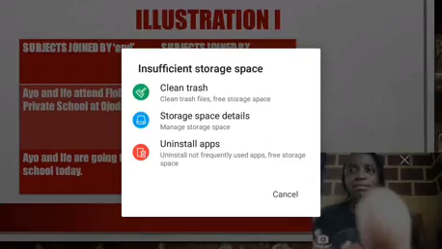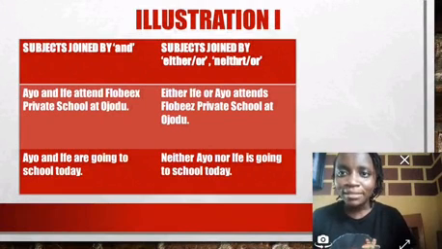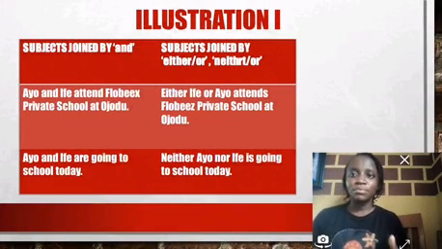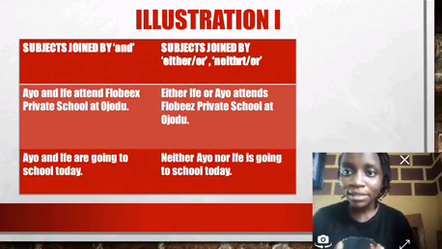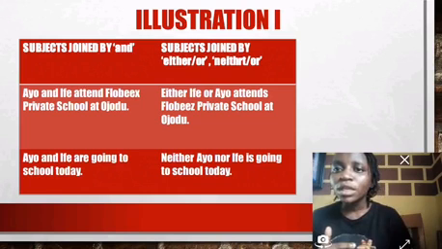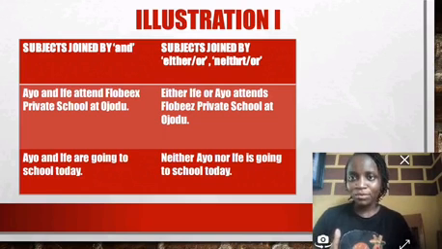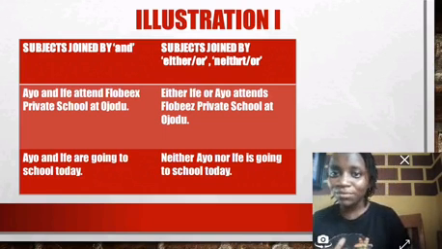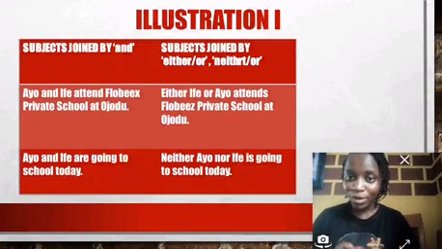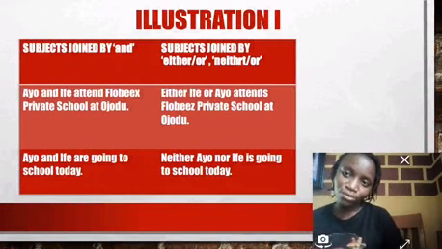Subjects joined by and. Ayo and Ife attend Flobis private school at Ojodu. When you say Ayo and Ife attends Flobis private school, that is wrong, because and there means an addition of two people. I don't know why my phone is acting up now, but we're going to finish this lesson. Ayo and Ife attend Flobis private school at Ojodu.